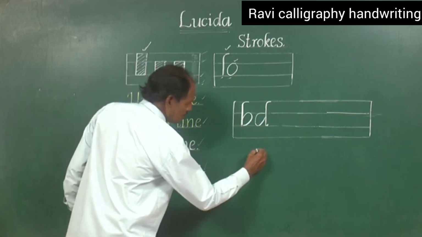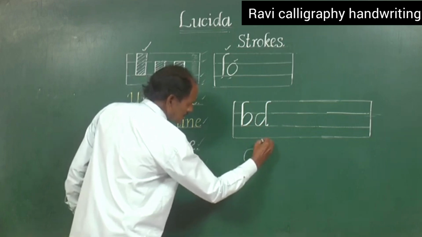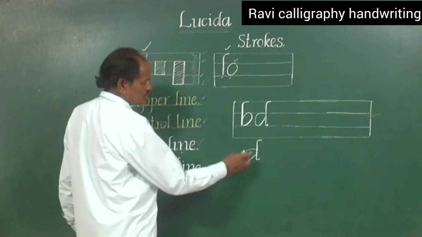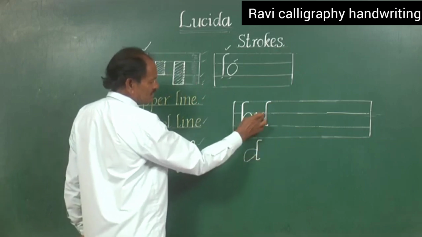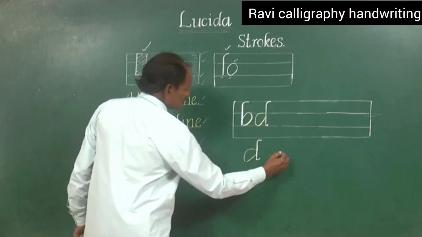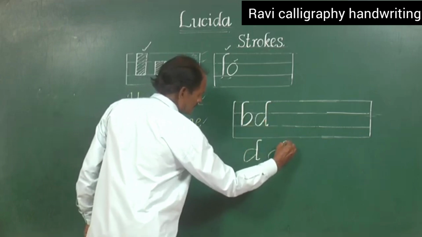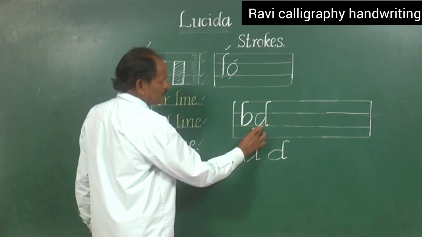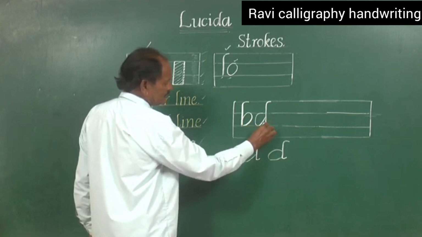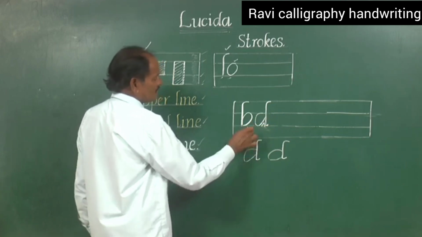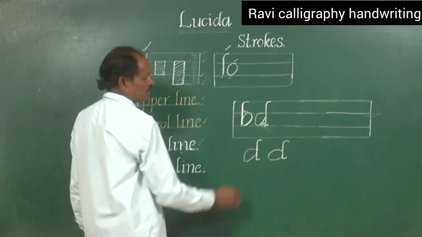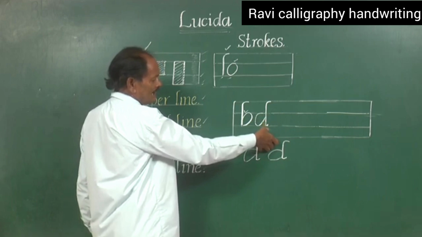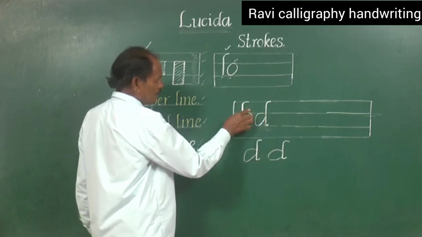After writing this oval shape and the upper zone stroke, it should touch the two edges of this oval shape. We should not write like this. We have to maintain a gap at the bottom for the letter D, just as we have maintained for B at the top. The same gap should be maintained while writing D at the bottom.